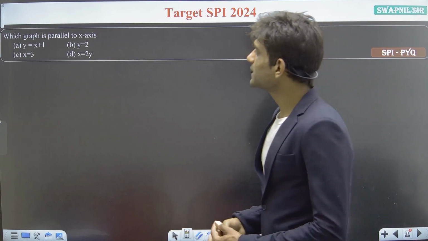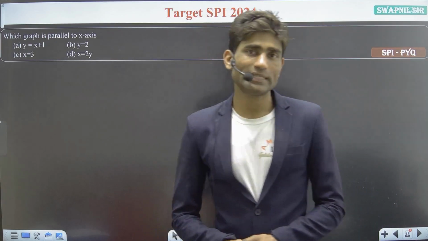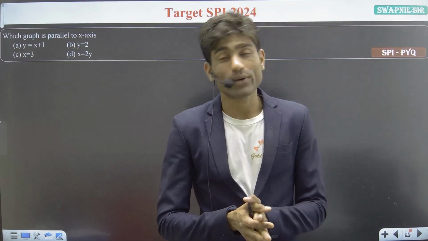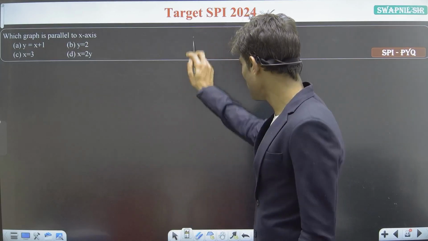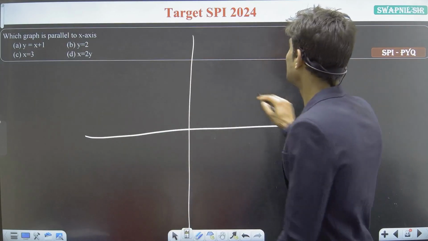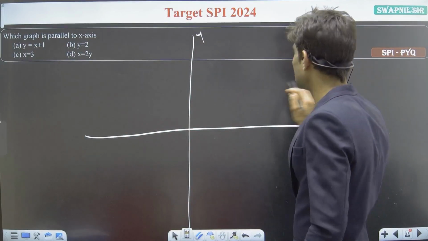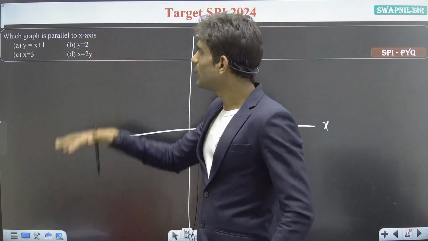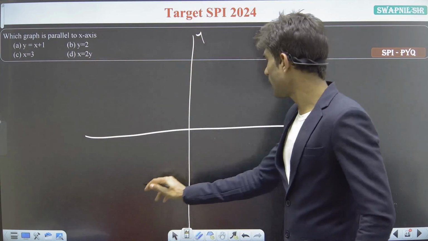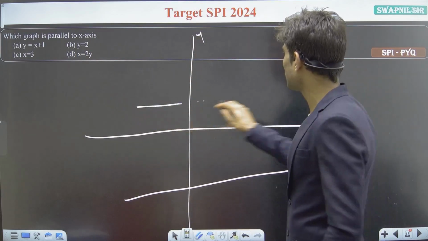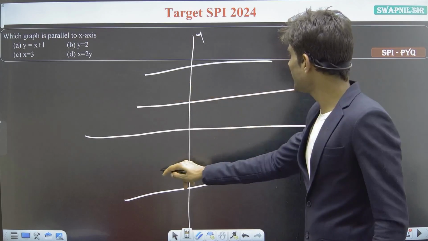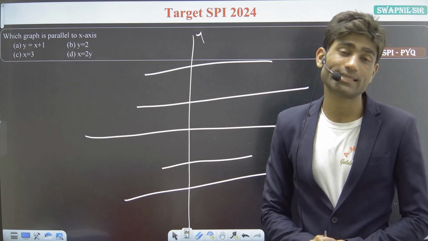Now, which graph is parallel to the x-axis? We have to find the graph for our points. Let me plot the lines here. This one is the y-axis, this one is the x-axis. We want the graph which is parallel to the x-axis. Parallel to the x-axis, these types of lines are always there. These are the lines which are parallel to our x-axis.